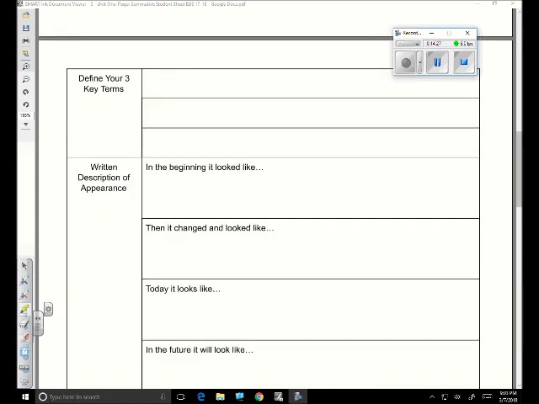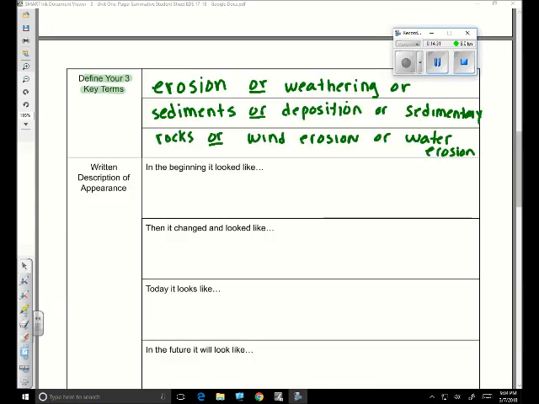So next we need to define your 3 key terms. So there are lots of words that you could pick. You need to pick 3, and you need to define them in your own words. So you can use the words erosion or weathering or sediments or deposition or sedimentary rocks or wind erosion or water erosion. Again, you are going to pick 3 of those and define them in your own words.